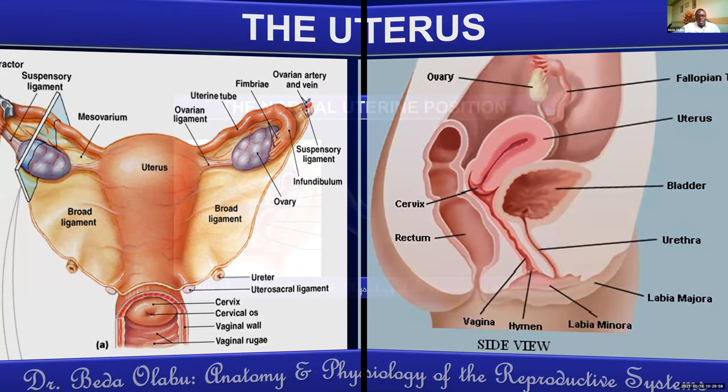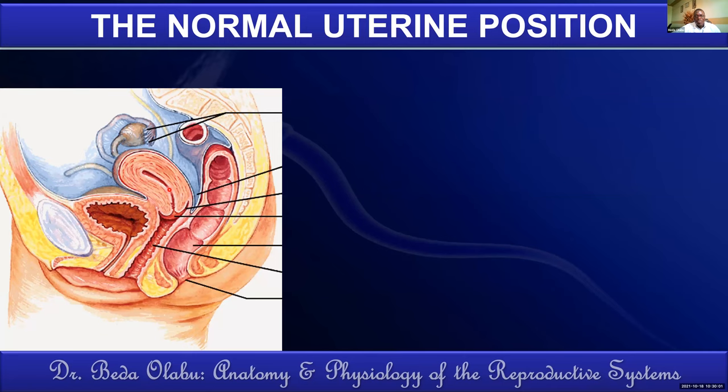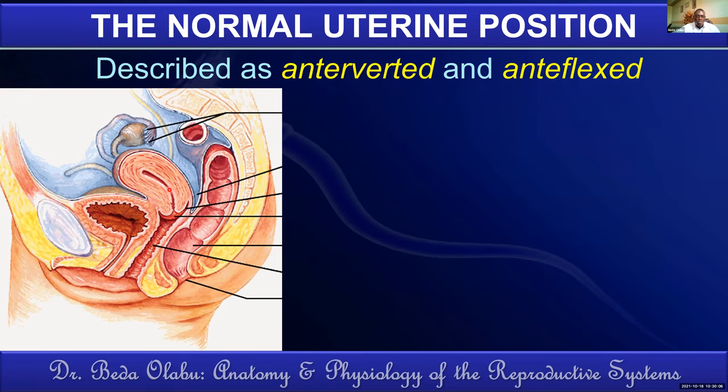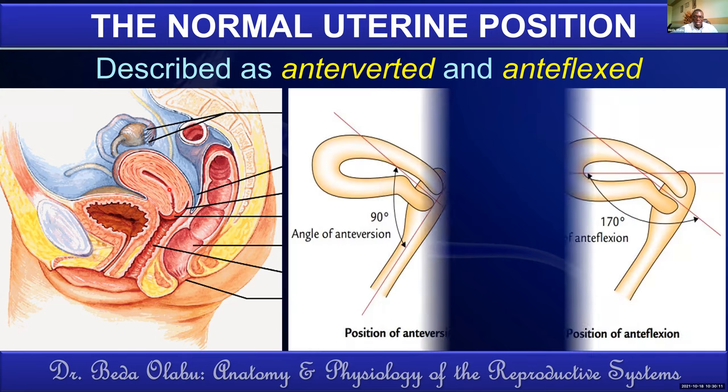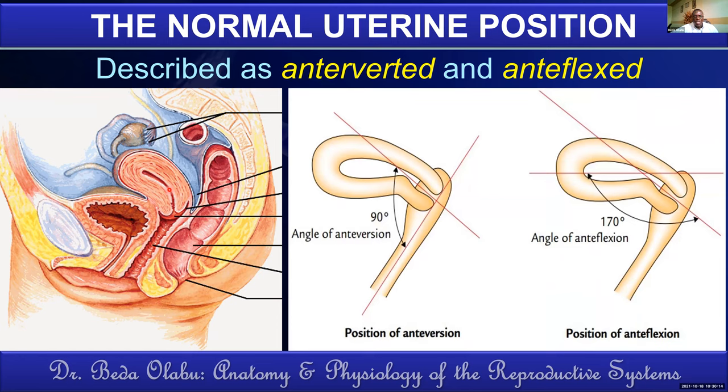How is the uterus positioned within the pelvis? The normal position of the uterus is described as anteverted, anteflexed. So here we need to understand what uterine version is and what uterine flexion is. Let's use these images to help us understand uterine version and uterine flexion.